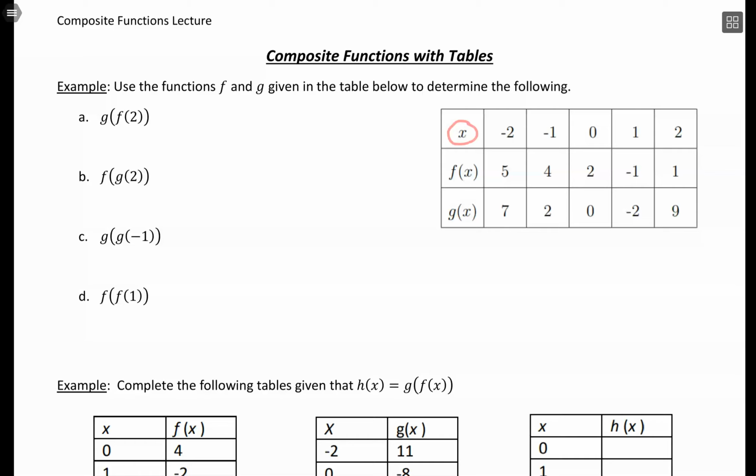So now let's look at simplifying these composite functions with tables. What we have here is a table where we have this input x, these values for f of x, and these values for g of x. So with that, let's look at our composite functions. Again, we want to work from the inside out.